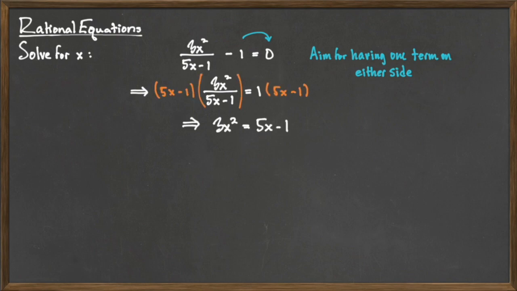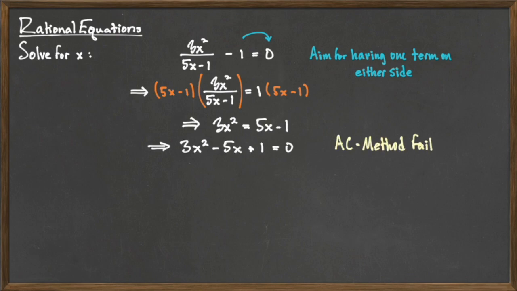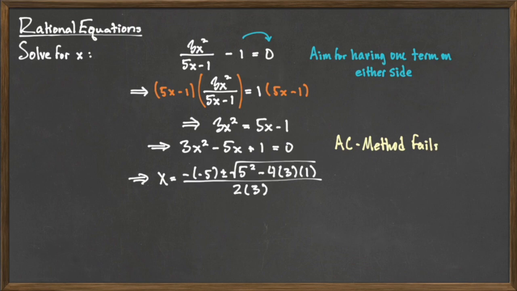This will result in the quadratic equation 3x squared equals 5x minus 1. And just like before, I'm going to put this into standard form and take a look at what I've got. This is a quadratic equation for which the AC method fails. So we are going to use the quadratic formula. Our A value is 3, our B value is negative 5, and our C value is 1.